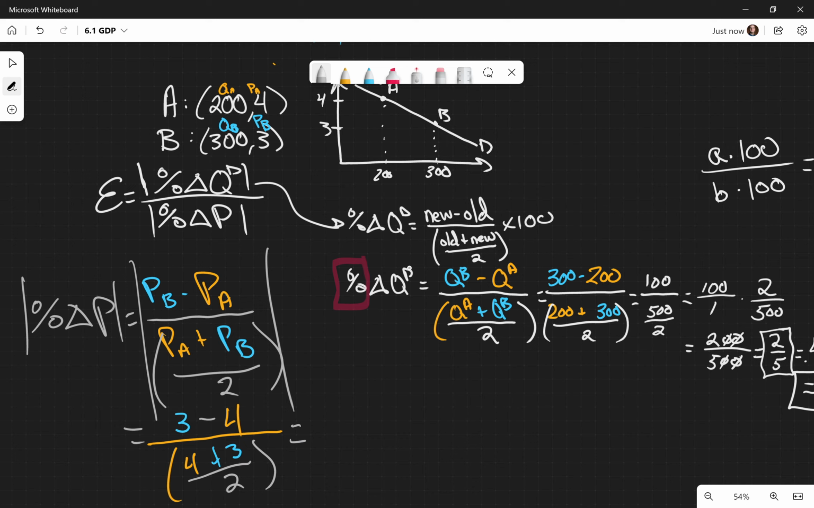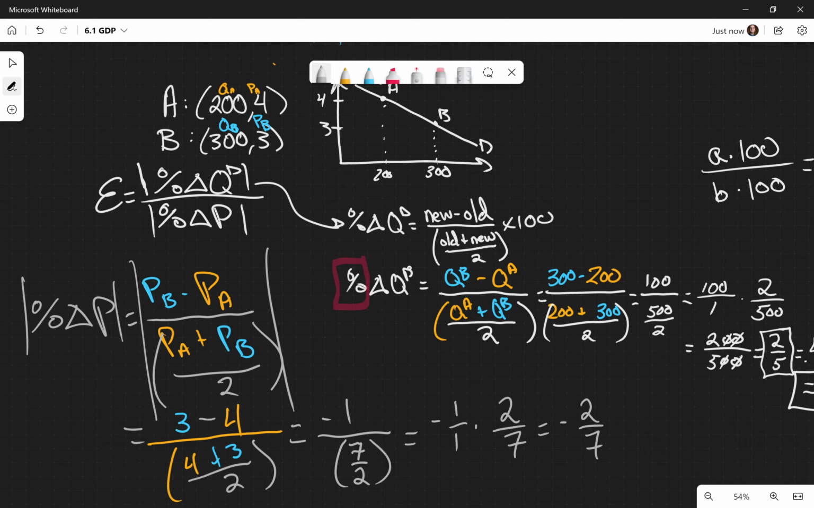So this ends up giving me what? -1 in the numerator, and then in the denominator, I end up with 7 over 2. So again, if I wanted to, I could just say this is equal to -1 over 1 times 2 over 7. So this is equal to -2 over 7, which is equal to 0.22222 or something like that. But again, easier to just keep it in the fraction.